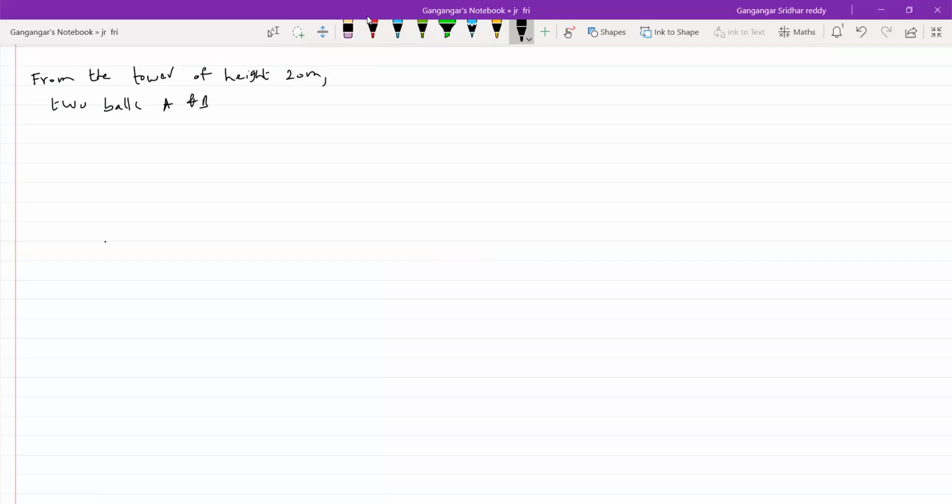From the tower of height 20 meters, two balls A and B are thrown vertically up with the velocity 79 m/s.